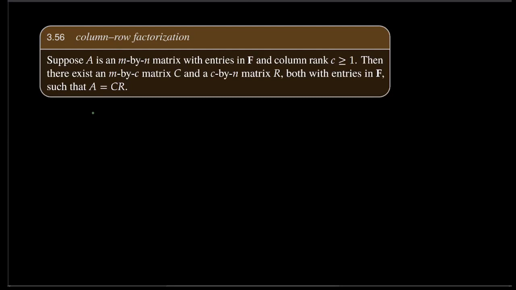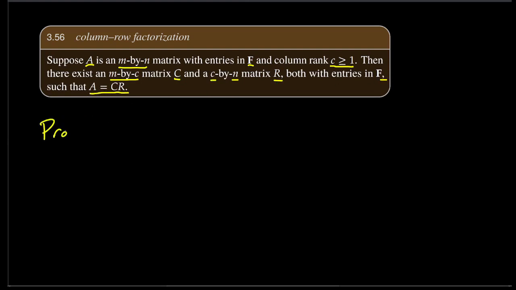Okay, so to get there, to prove that the row rank is equal to the column rank, we're going to use a little trick. Here's the idea. So we'll start with A, an m by n matrix, entries in a field, and we'll suppose its column rank is greater than or equal to 1. All right, so we're basically just supposing that A isn't the zero matrix. Then we're going to say that there is an m by (column rank of A) matrix C and a (column rank of A) by n matrix R, both with entries in the field as well, such that A is equal to CR.